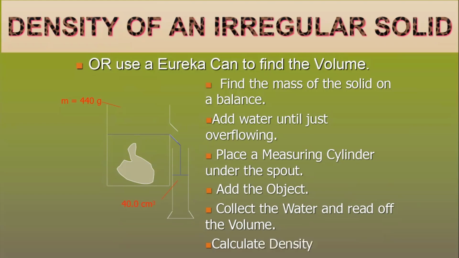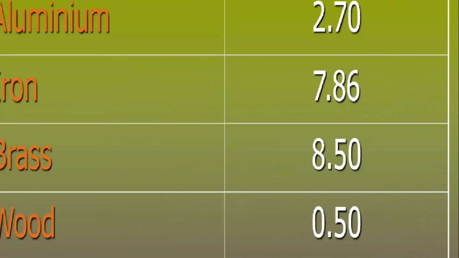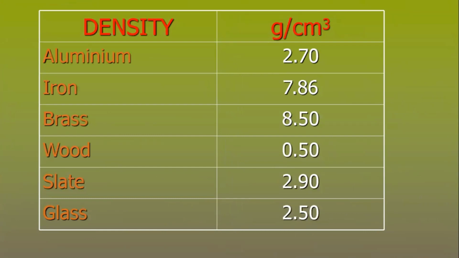Calculate density. So density, we have said, is mass over volume. And the mass is 440 grams, and the volume is, in cubic centimeters, 40. So density will be mass over volume, which is 440 over 40, which is 11.0 grams per cubic centimeter. We have seen the density of different materials: aluminium 2.70, brass 8.50, and glass 2.50 grams per cubic centimeter.